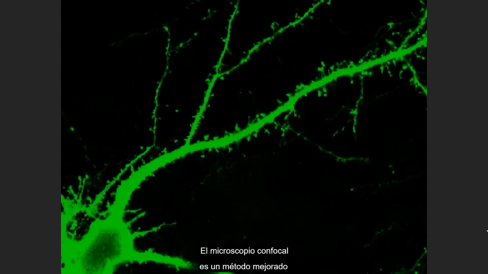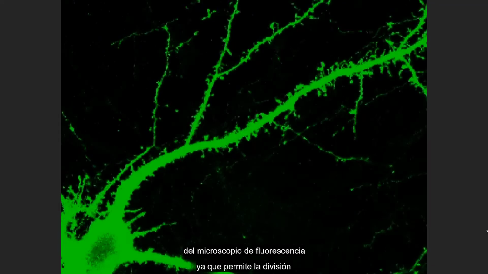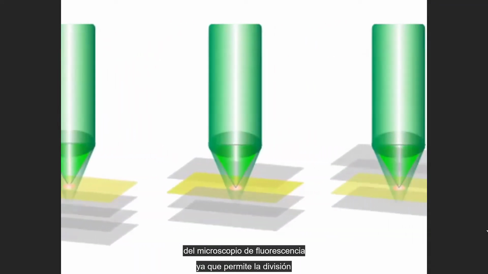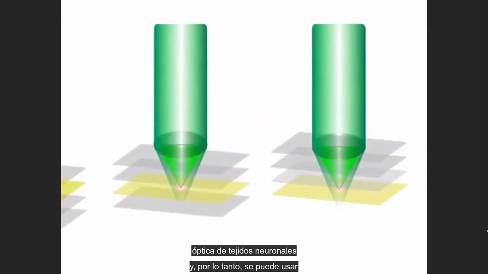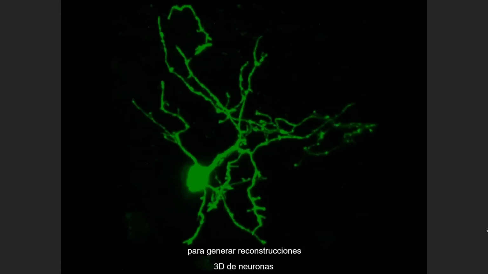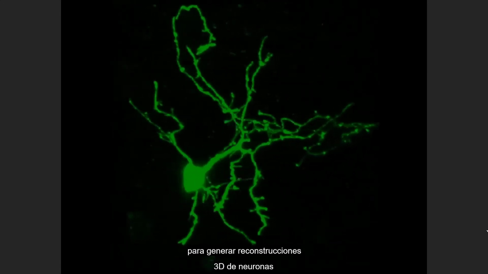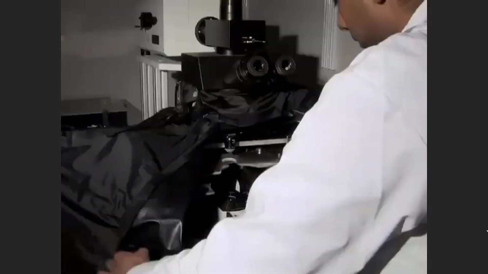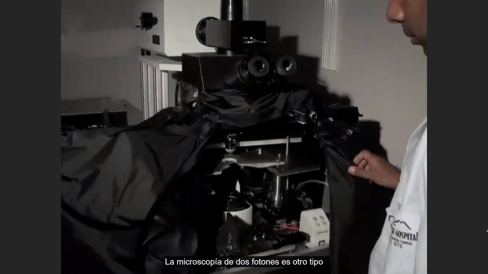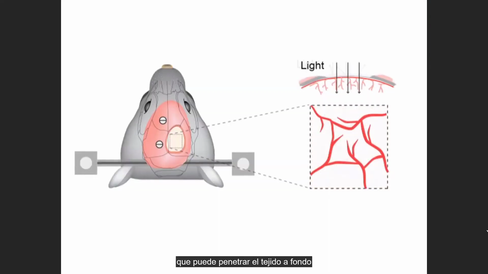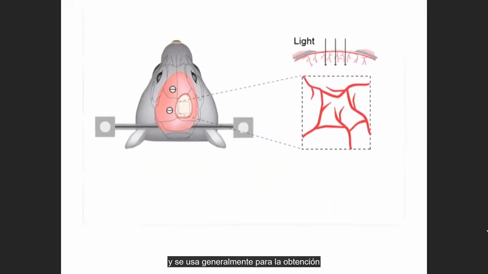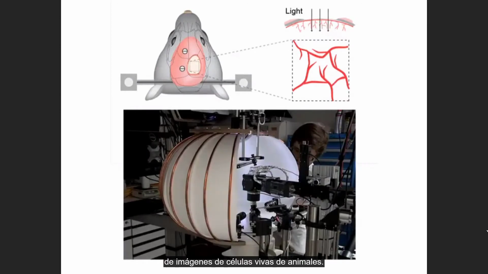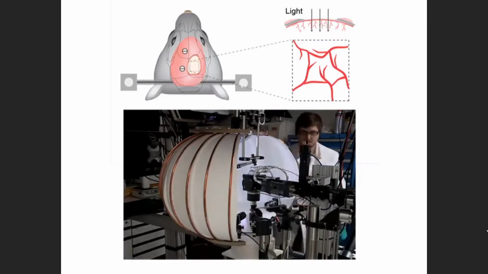Confocal imaging is an improved method of fluorescence microscopy that permits the optical sectioning of neuronal tissue and can therefore be used to generate 3D reconstructions of neurons so their morphology or shape can be studied. Two-photon imaging is another type of fluorescence imaging which can penetrate deeply into tissue and is often used for live imaging of the brain in behaving animals.